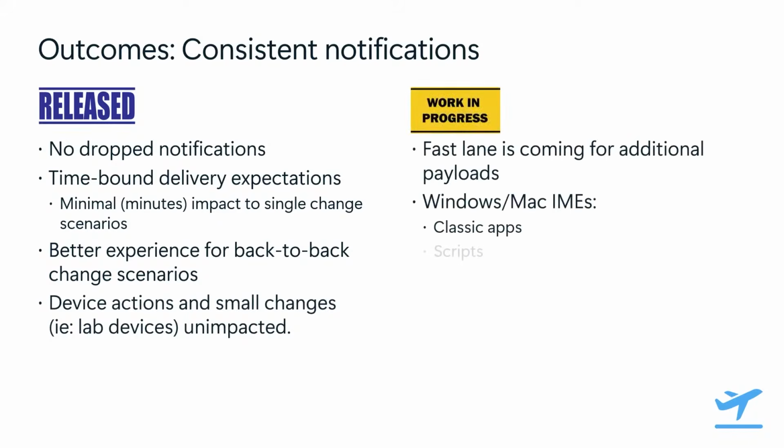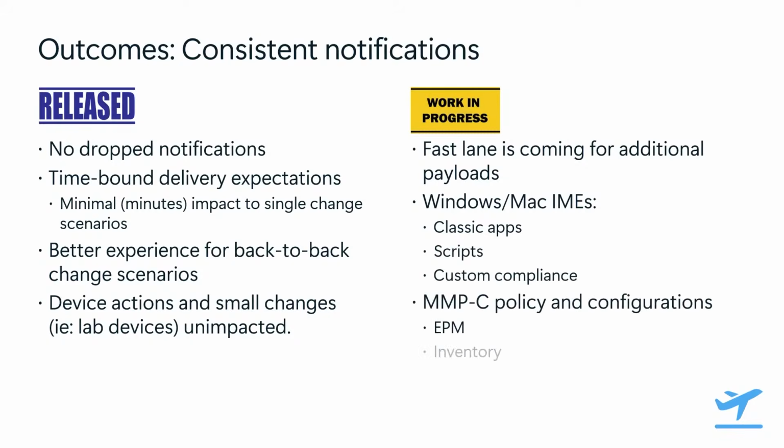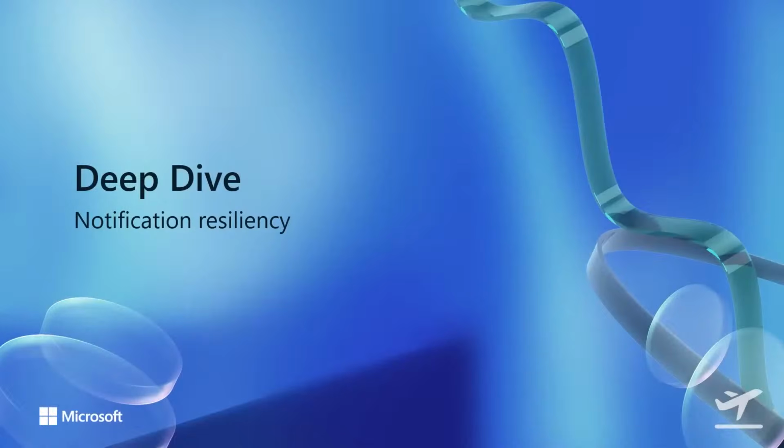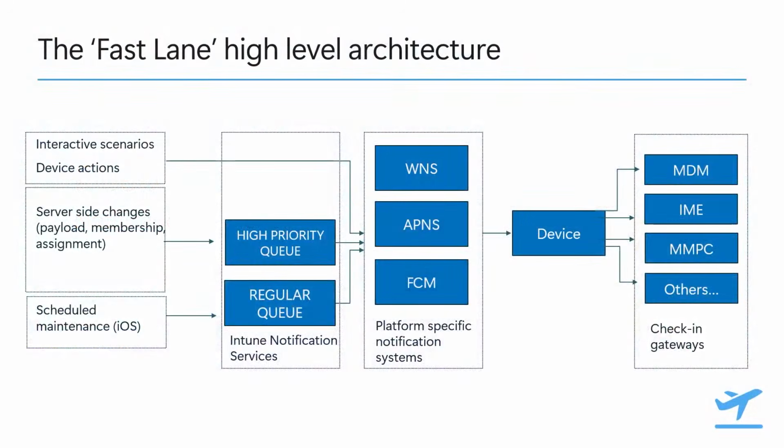And most importantly, the fast lane and all the improvements we just discussed is expanding to support additional payloads and gateways. Payloads delivered through the Intune Management Extensions like scripts, classic apps, custom compliance on both Windows and Mac platforms, as well as payloads on the MMPC gateway. Basically, any change will result in a push notification for devices to check in. Now, the fast lane has little impact if notifications don't get reliably to devices.